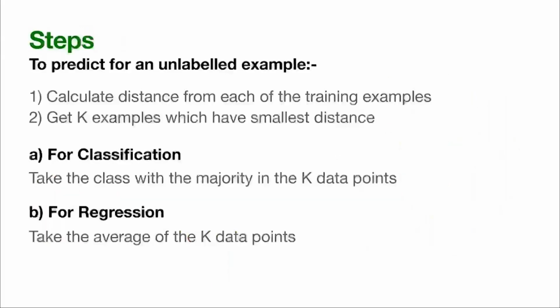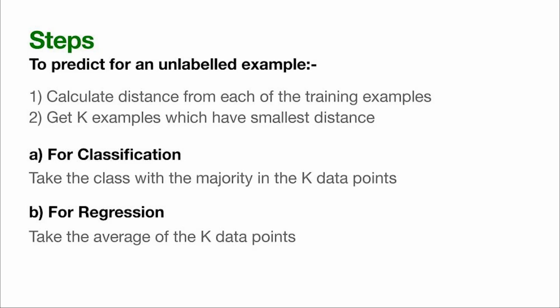So what is the roadmap? What is the procedure which KNN executes to do this? For an unlabeled example, you start by calculating its distance with every other training example. Now that you have calculated these distances, you take k number of examples which have the minimum distance. In other words, they are the most similar examples to your unlabeled example.